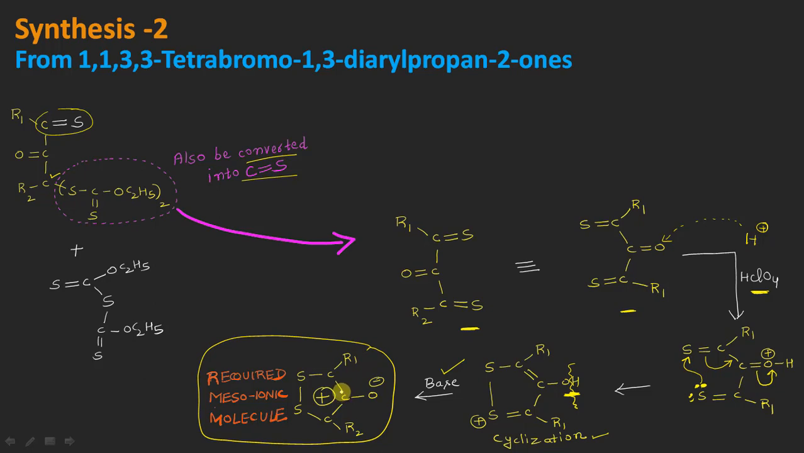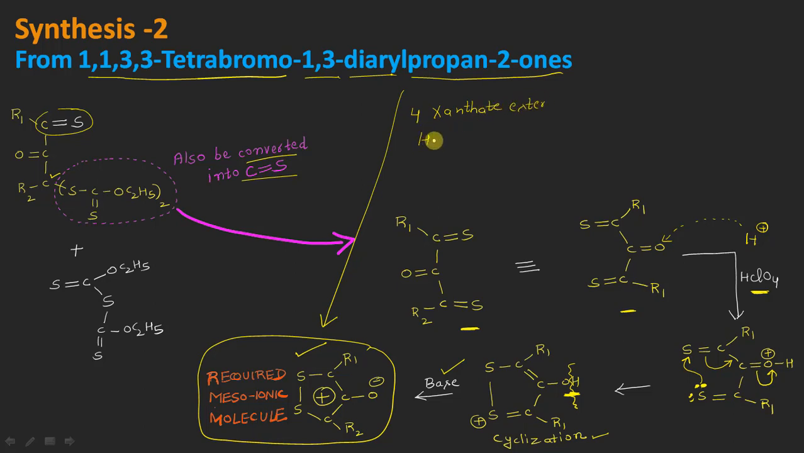So we have just seen two synthetic methods for the synthesis of this type of 1,2-dithiolium 4-olate type B meso-ionic molecule. The second synthesis method is from what? It is from the 1,1,3,3 tetrabromo 1,3-diaryl propane 2-one molecule. And what we have just added here is, to get this type of meso-ionic molecule, we have added 4 molecules of xanthate or the potassium xanthate ester, followed by addition of perchloric acid in the last step, as you have seen here, finally giving this type of meso-ionic molecule.